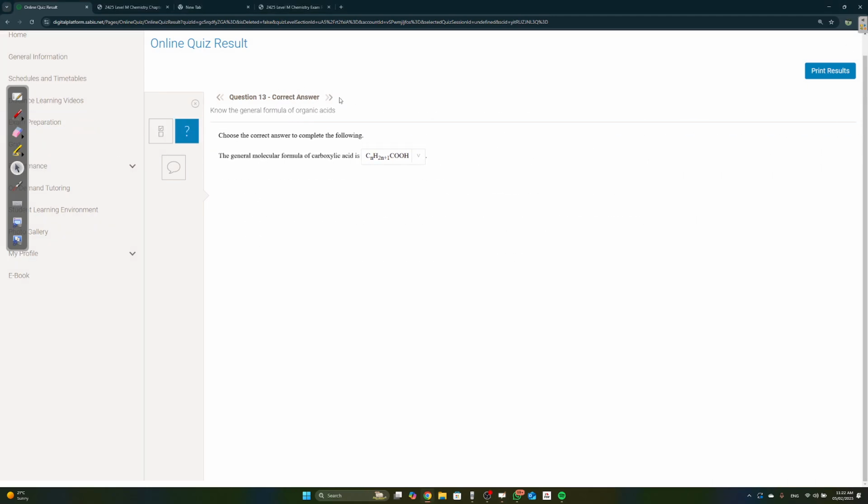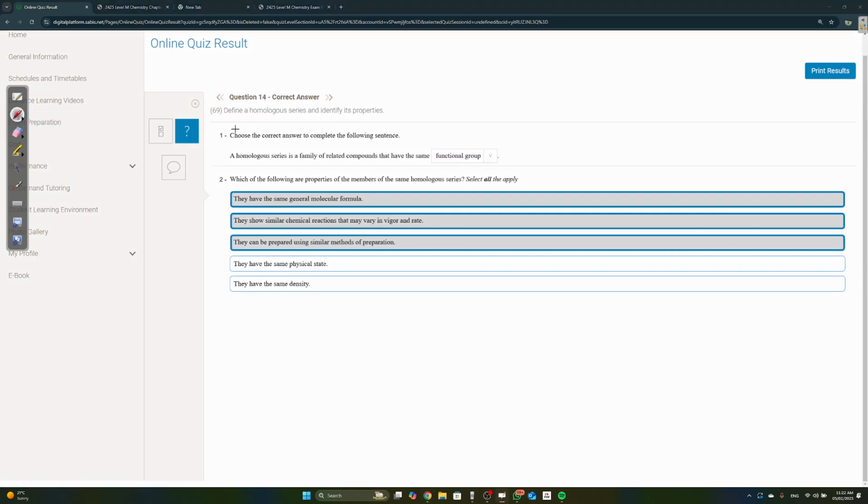Question 13, we said this is a general formula. Question 14. A homologous series is a family of related compounds that have the same what? The same functional group. That's how you know they're from the same family. You need to know these three: they have the same general molecular formula, and they show similar chemical reactions that vary in vigor and rate. Similar chemical reactions, not the same, similar chemical reactions.